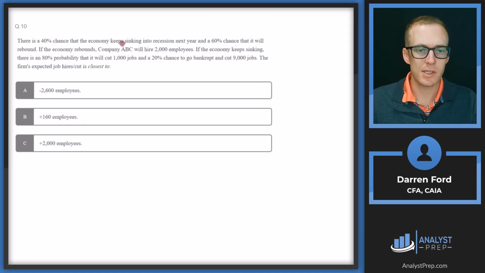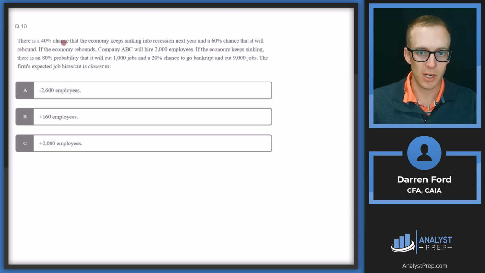There's a 40% chance that the economy keeps sinking into recession next year and a 60% chance that it will rebound. If the economy rebounds, company ABC will hire 2,000 employees. If the economy keeps sinking, there's an 80% probability that we'll cut 1,000 jobs and a 20% chance to go bankrupt and cut 9,000 jobs. The firm's expected job hires cut is closest to. So this is essentially going to be a big weighted average problem.